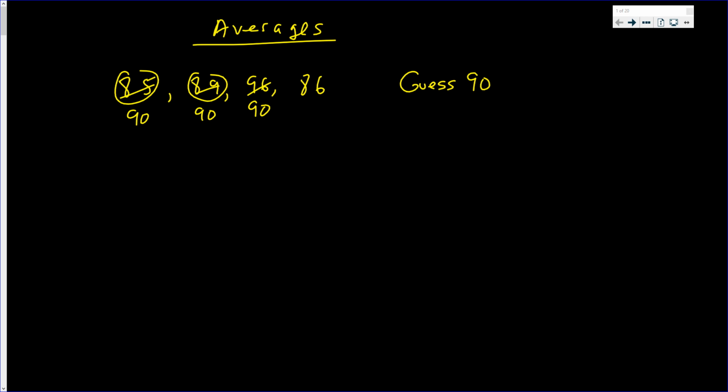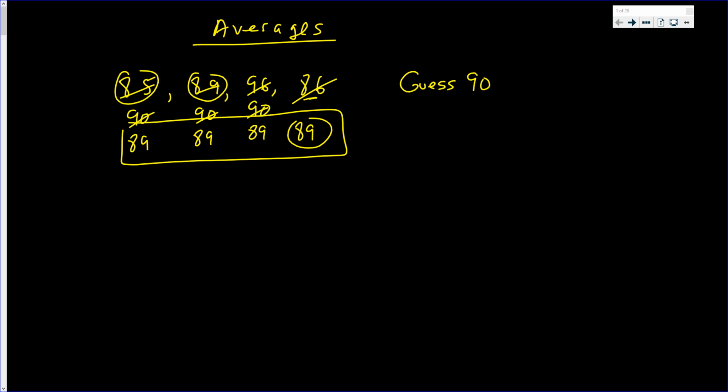Problem is I don't have anything extra at this point. In fact, I'm a little bit short. So my guess was off. I'll borrow 1 from here, another one. So I borrowed 3. And when I add it to the 86, I get 89. So that's my average. All my scores are 89.